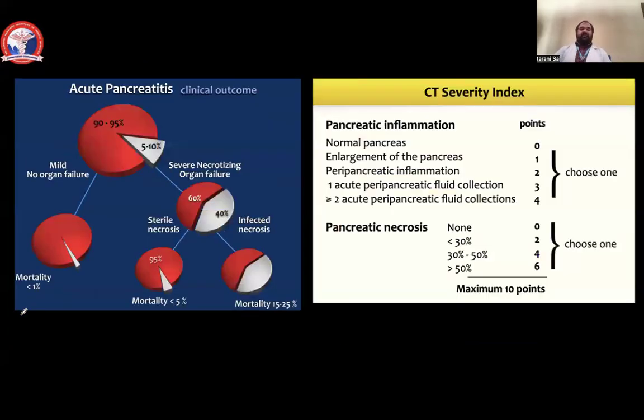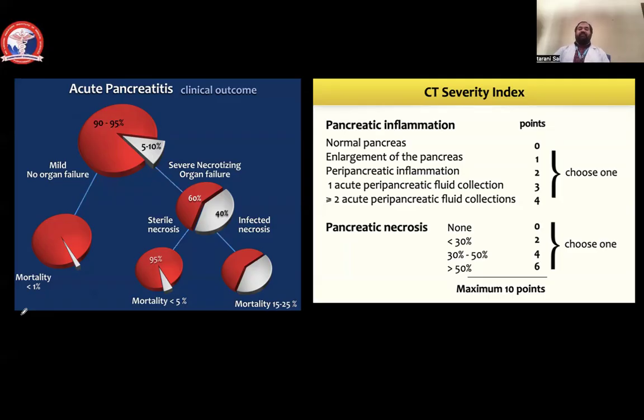Clinical outcomes of acute pancreatitis. See, if it is mild or no organ failure, then 90 to 95% it is mild. 5 to 10% will progress to severe necrotizing pancreatitis with organ failure. There is a 60% chance that it goes to sterile necrosis, which in turn leads to 95% of mortality. And 40% will have infected necrosis, which will go towards a mortality of 15 to 25%.